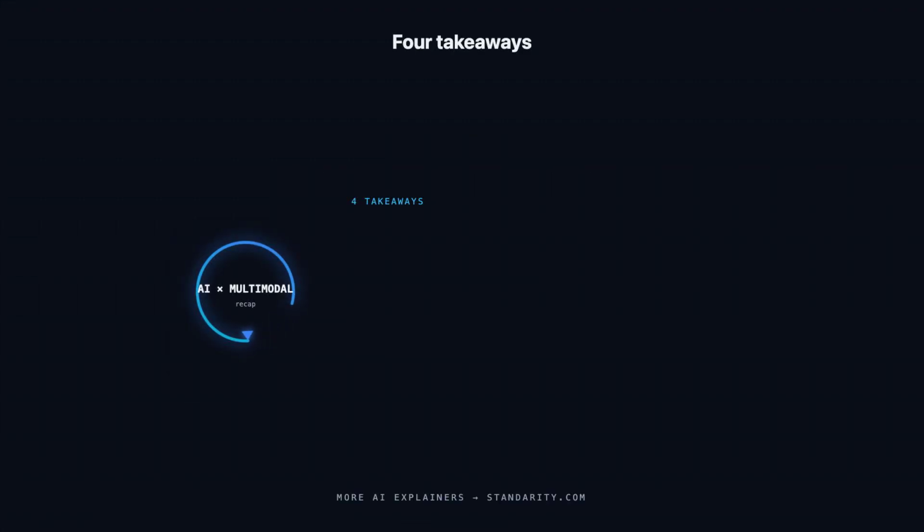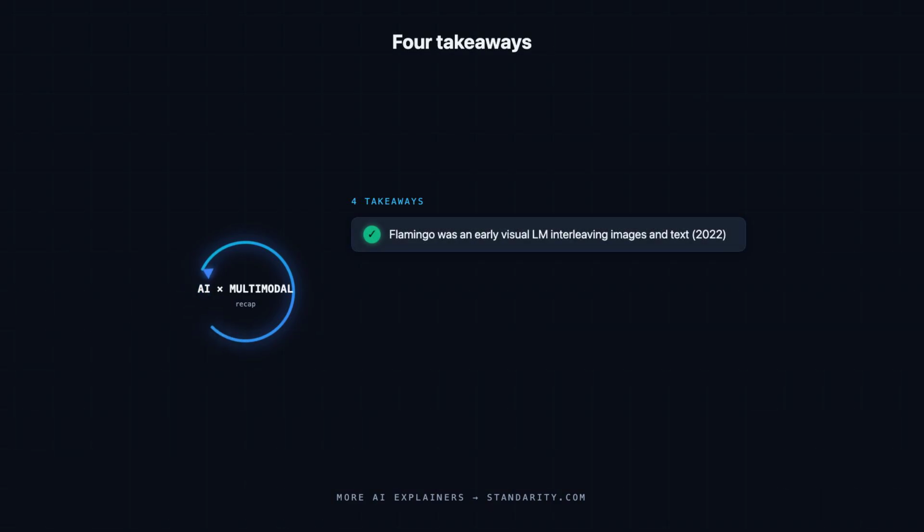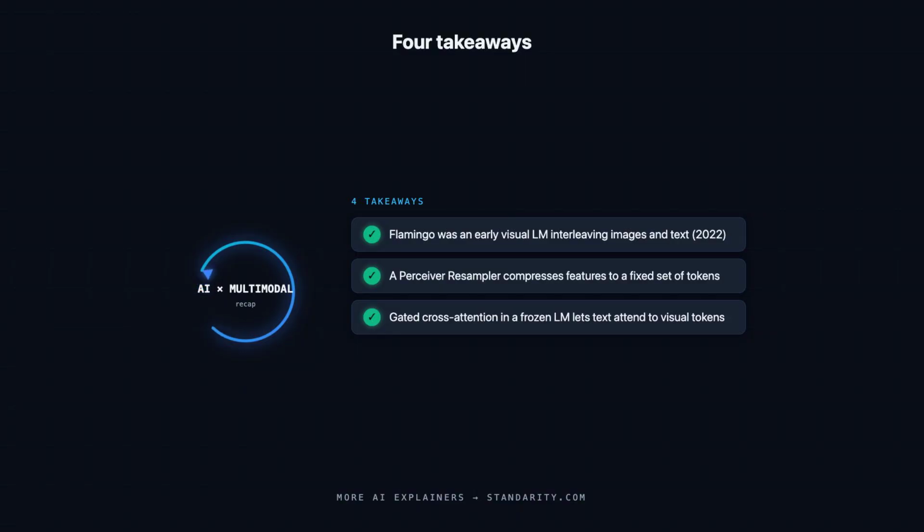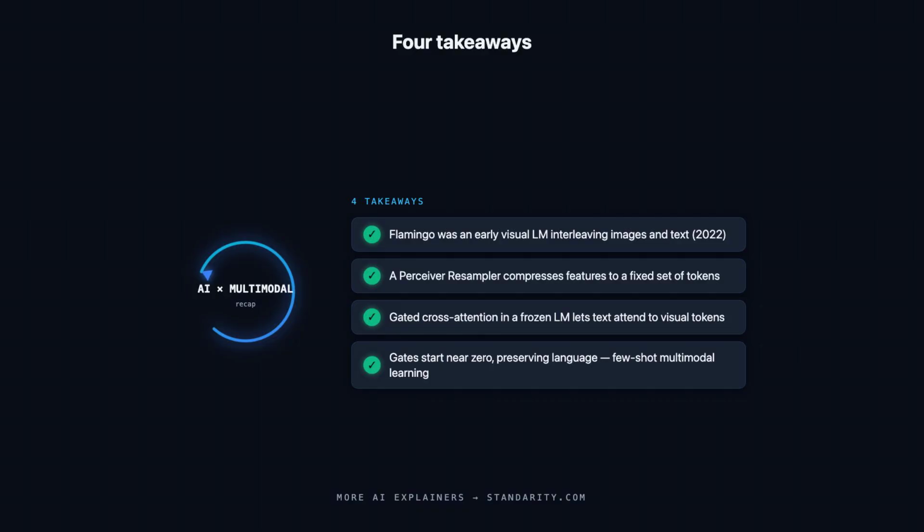All right, let's lock in what matters. Flamingo was an early visual language model that interleaves images and text from DeepMind in 2022. A perceiver resampler compresses variable image features into a small fixed set of visual tokens. Gated attention layers, inserted into a frozen language model, let text attend to those visual tokens. Because the gates start near zero, the language skill survives, enabling few-shot multimodal learning in context, and much of this blueprint still echoes through the multimodal chatbots we use today.